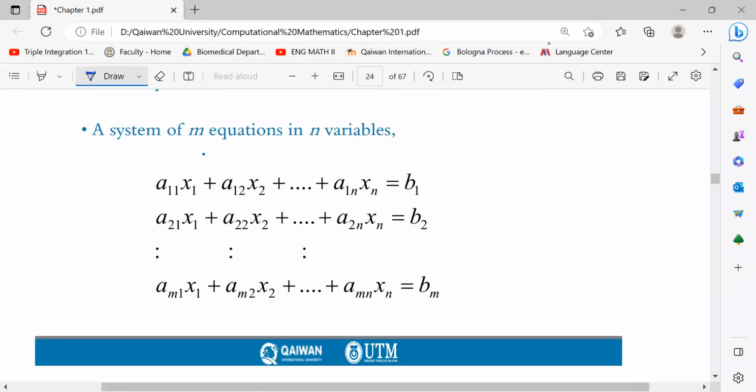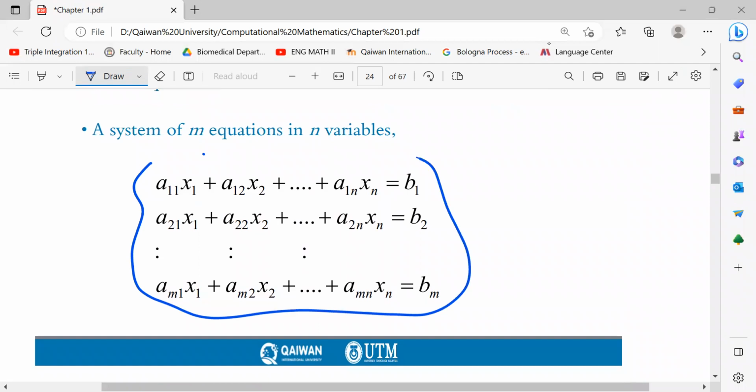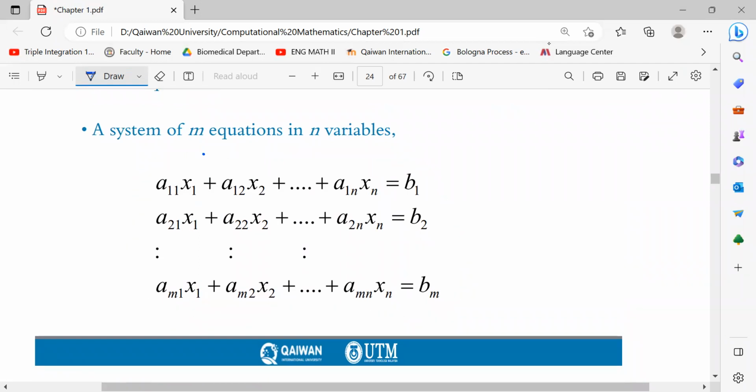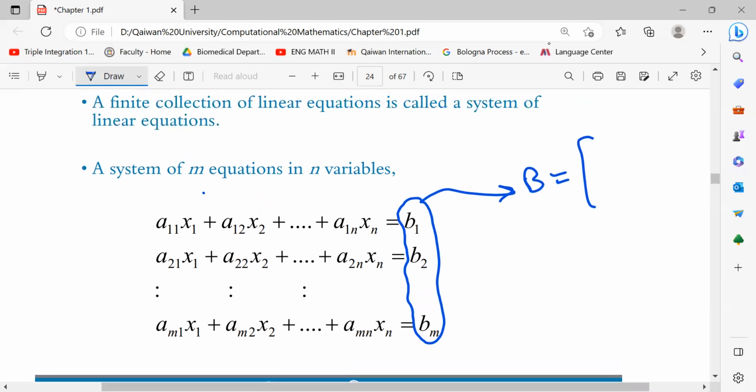Here we first convert the linear system to matrices. In the linear system, we have three components: variables, coefficients, and the right-hand side constants. Okay? In the right-hand side, we have these constants. We put these all in a matrix, and we name it matrix B. Here, matrix B is the constant terms in the right-hand side. It's B1, B2, up to Bm.